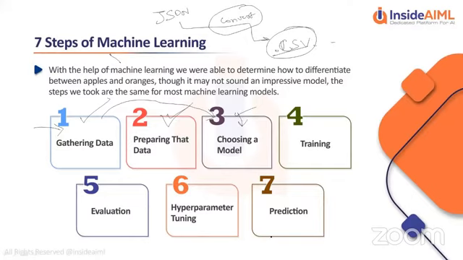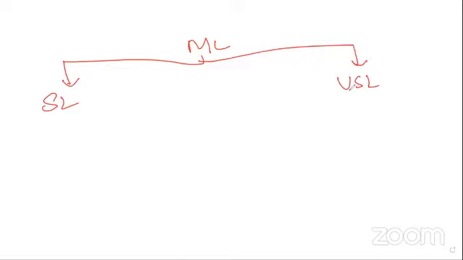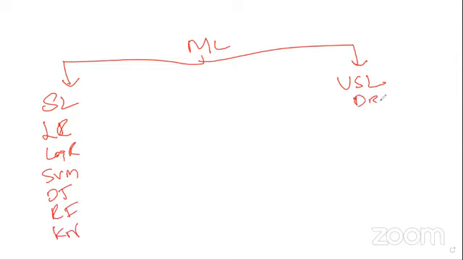If we talk about machine learning, we have different models present in it. I will write here ML. Here I will write supervised learning. Here I will write unsupervised learning. Here I would write linear regression, logistic regression, SVM, decision tree, random forest, KNN. Here I will write DBSCAN, K-means. Here I will write hierarchical clustering. So a lot of machine learning models are available here.